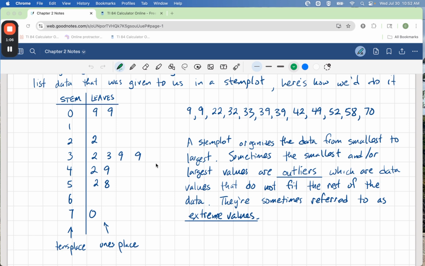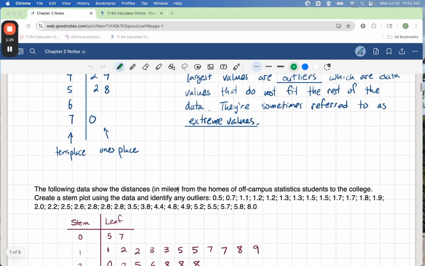Okay? Sometimes the smallest and/or largest values are what we call outliers. They're atypical data values in that set of data, and they're sometimes referred to as extreme values. We're going to talk about how to recognize whether a data value is an outlier or not.